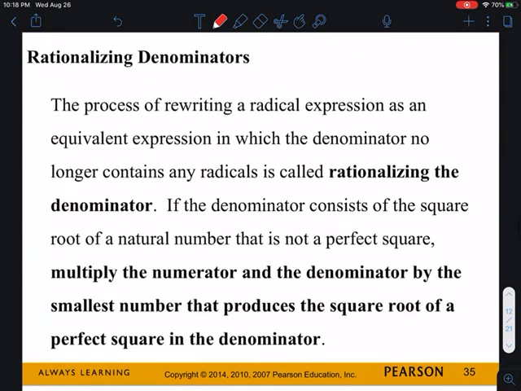So rationalizing denominators, that would be later on Algebra 1, definitely Algebra 2. The process of rewriting a radical expression as an equivalent expression in which the denominator no longer contains any radicals is called rationalizing the denominator. If the denominator consists of the square root of a natural number that is not a perfect square, multiply the numerator and the denominator by the smallest number that produces the square root of a perfect square in the denominator. A final answer, anytime you have any problem dealing with radicals, you cannot have a square root in the denominator.